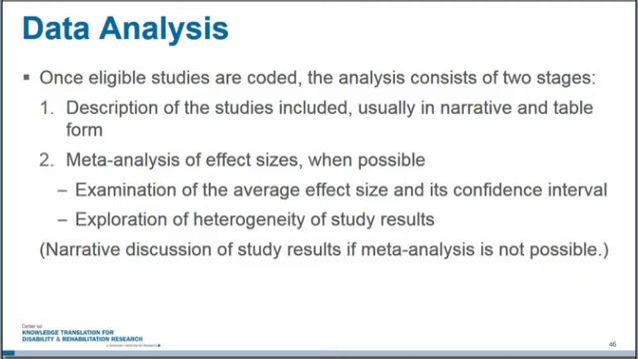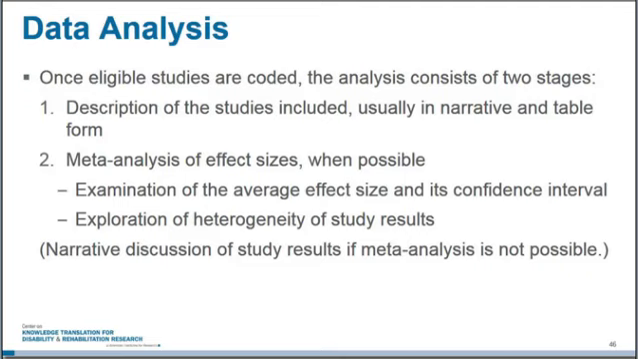Once you have coded all your eligible studies, the analysis normally consists of two stages. One is just to describe the studies you've included, usually in narrative and table form. Good systematic reviews will give your reader some sense of what the landscape of the literature looks like by saying, I found this many studies, these are the kinds of people in them, and so forth.